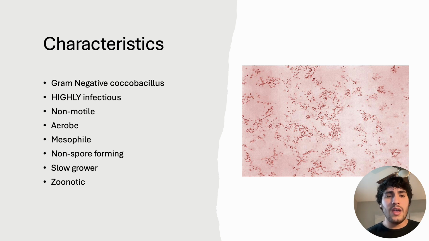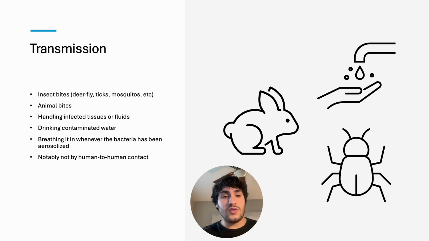It's non-motile. It's an aerobe. It exists very well intracellularly, which is interesting because it is a bacteria. It's a slow grower, so infections kind of are spread out. And like I said earlier, it is zoonotic. And that moves us to the transmissions.